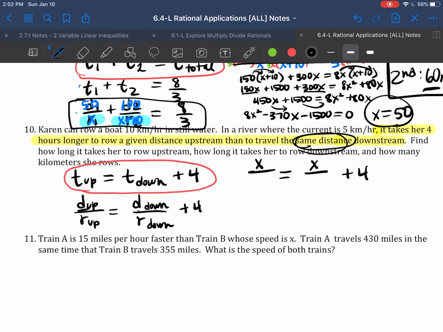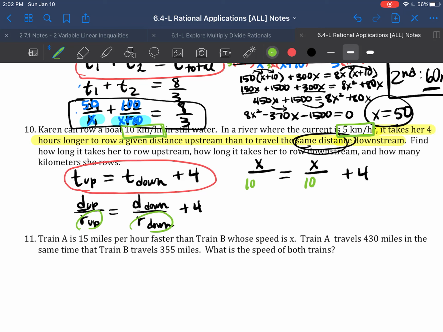And then for the denominator, it says this is going to be our rates. So we're looking for the rate upstream versus the rate downstream. It says in a river where the current is 5 kilometers per hour, she can row 10 kilometers in still water. So in both cases, she's going to be rowing 10 kilometers per hour.